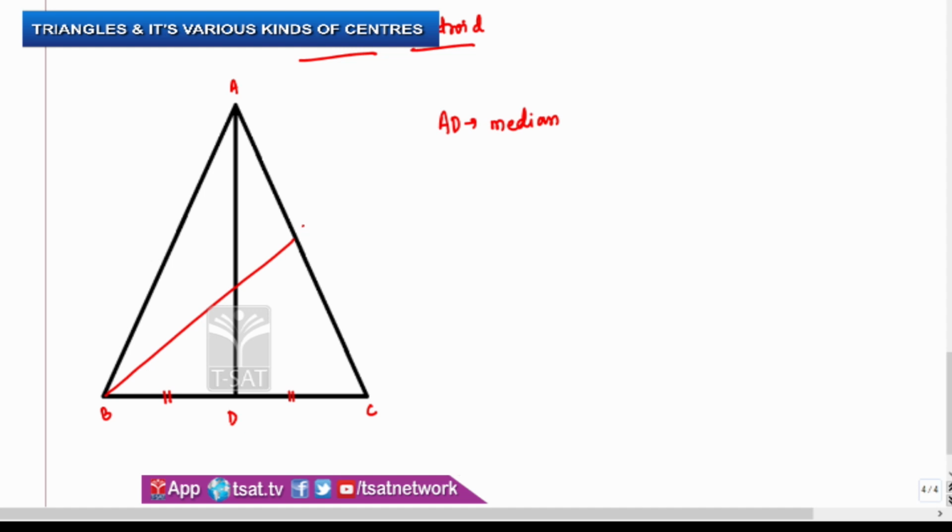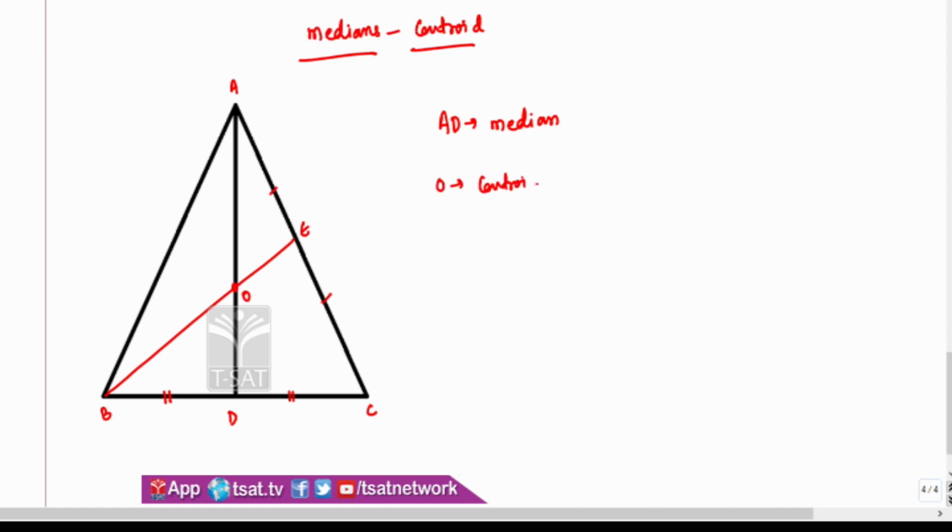If I take BE, which is also a median, and this O, the centroid, divides the median in the ratio of 2 is to 1. So the centroid divides the median in the ratio 2 is to 1.